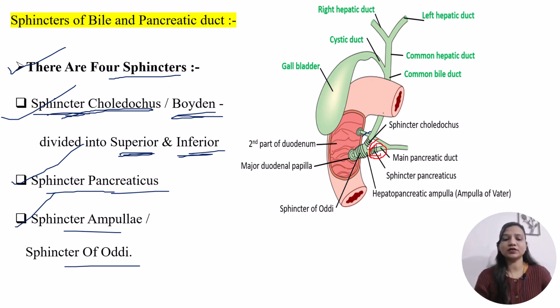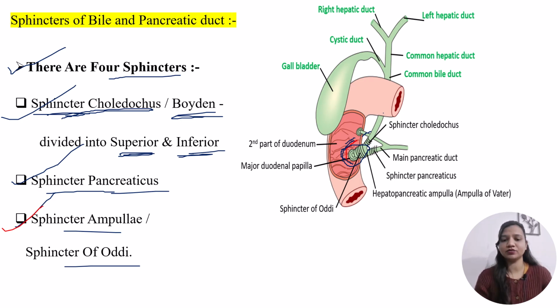But first, let's discuss what is sphincter ampullae or sphincter of Oddi. The fourth sphincter is the sphincter of Oddi, which we can appreciate here. This is the sphincter of Oddi. What it does is surround the ampulla of Vater. We have already discussed what is ampulla of Vater.